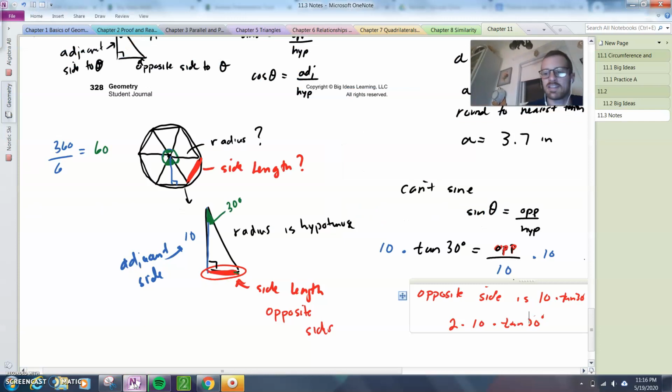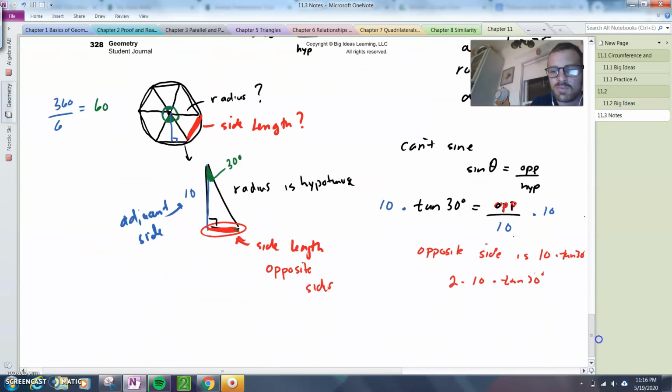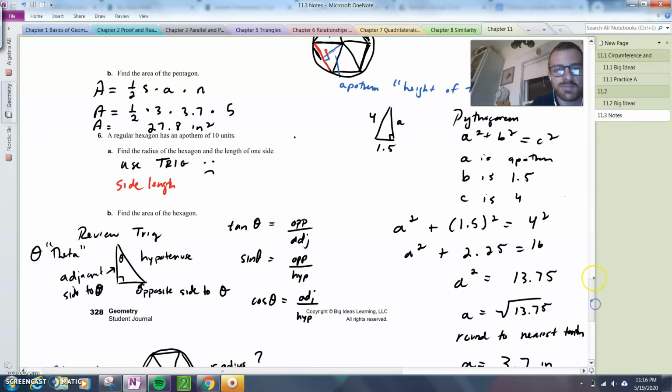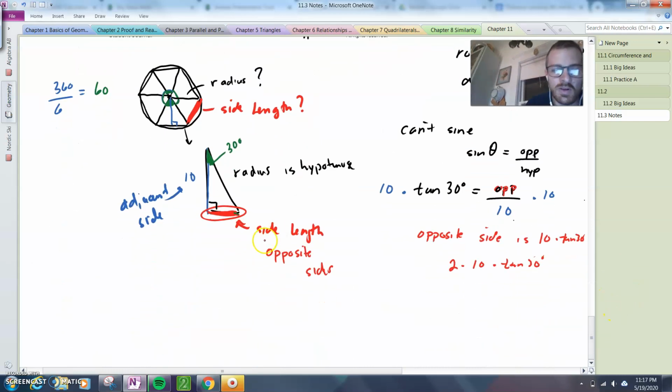The side length that they asked me about is 11.5 units. Okay, now I need to find the radius. Well, radius is the hypotenuse. So I'm going to use the cosine ratio for that.